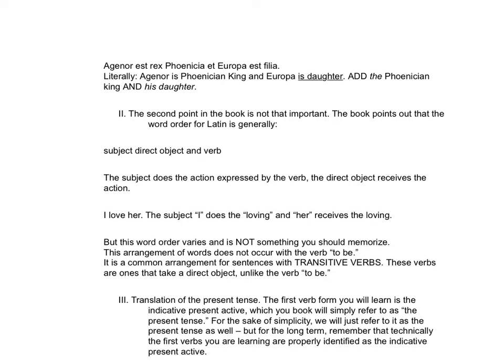Literally, this would be translated word for word. Agenor is king, Phoenician, and Europa is daughter. That is not, again, a model of the way I want you to translate. Agenor is Phoenician king and Europa is daughter. Sounds awkward and not like English. You have to add words like he is the Phoenician king and Europa is his daughter.